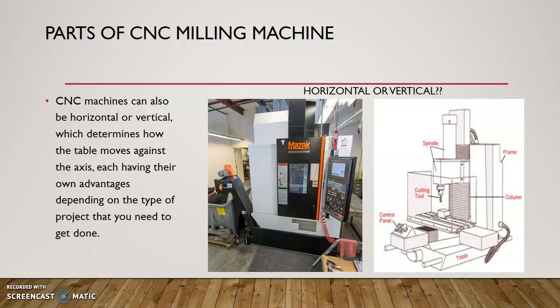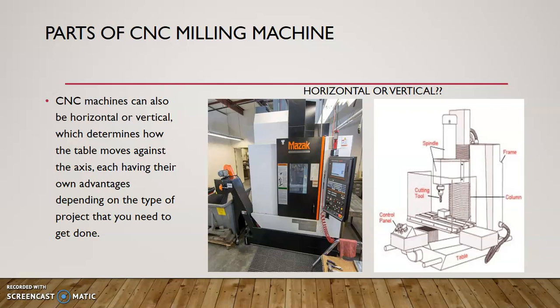So CNC machines can also be horizontal or vertical types, which determines how the table moves against the axis, and each of them has its own advantage depending on the type of project that you need to get done. Right? So, kalau tengok pada gambar rajah ni, kalau kita nak bandingkan, adakah ianya horizontal ataupun vertical? Apakah jawapan anda rasa? Kalau ikutkan sebenar, the biggest difference between the two types of these milling machines, either horizontal or vertical, is the orientation of the spindle itself.